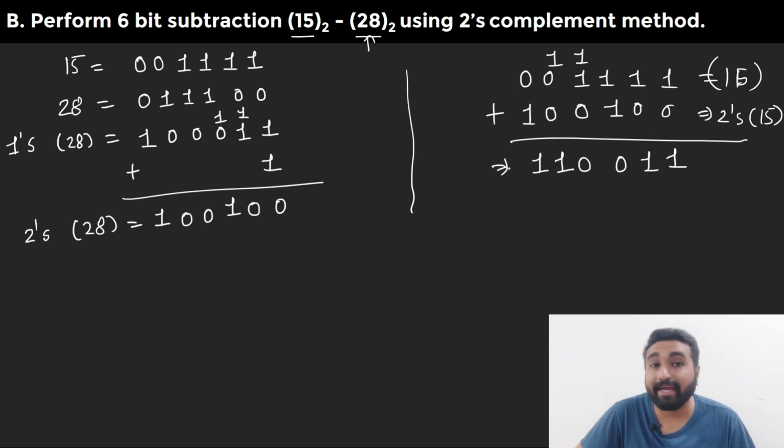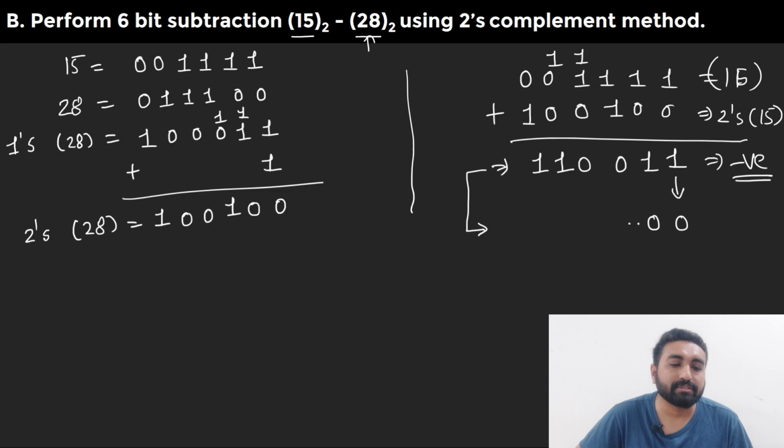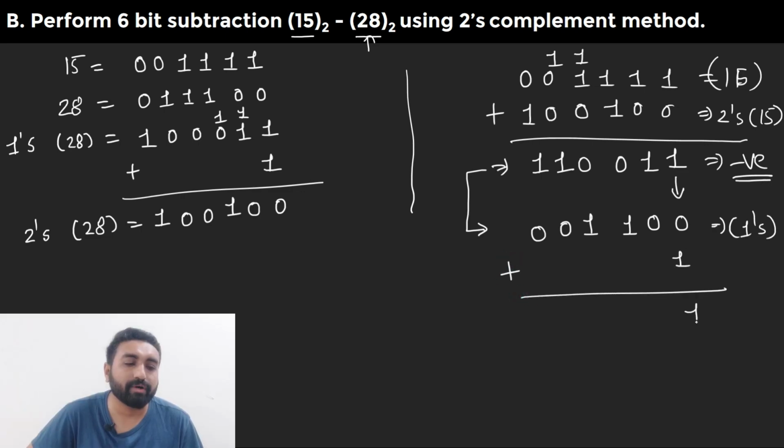This answer is not having any carry, which means that your answer is a negative answer, and whenever you are having a negative answer, what you need to do? You need to take its 2's complement. So first of all we will take the 1's complement, so it will be 001100. So this is the 1's complement, right? When we add 1 into that, it will be 1, then 0, then 1, then 1, then 0 and 0.